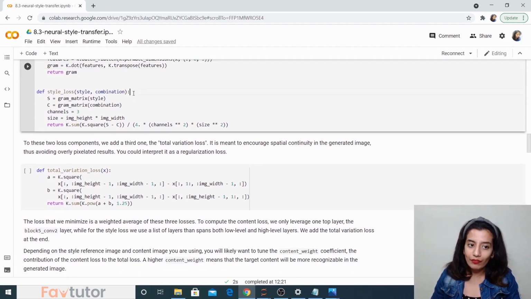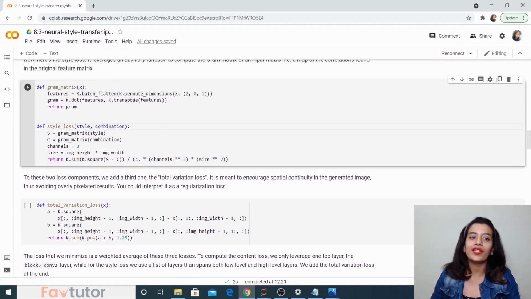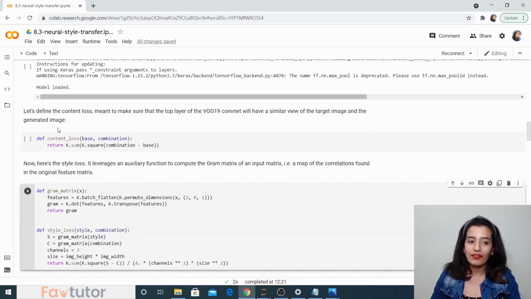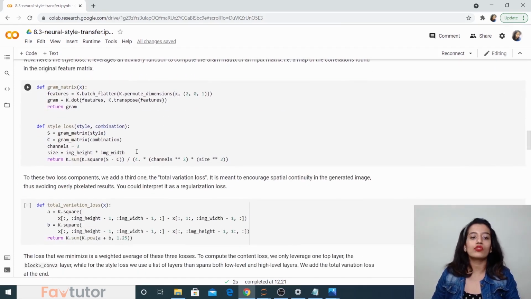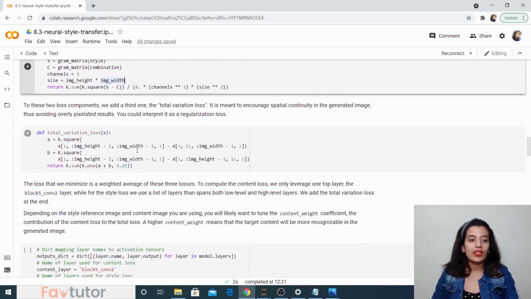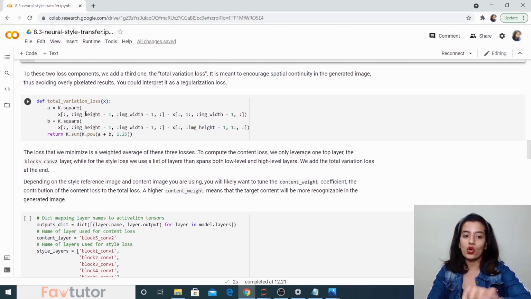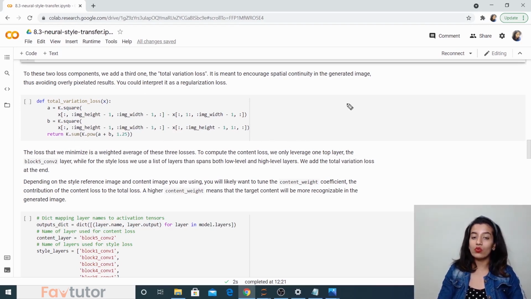Next, after that I have to look for the style loss, because I have achieved the gram matrix. You can use this gram matrix in order to find the style loss. Now we are somewhat familiar with the content loss, and we can also see the style loss here. After that I have to see the total variation loss. What is this total variation loss? We didn't discuss it in the theory portion. Basically, this total variation loss will be used so that the generated image should not have too many overlying pixels.